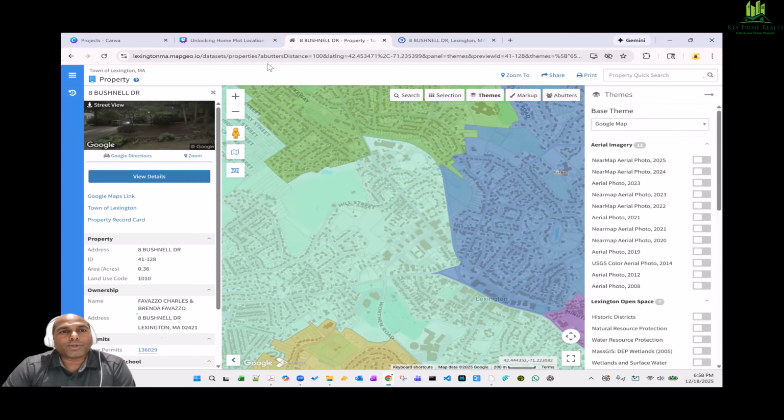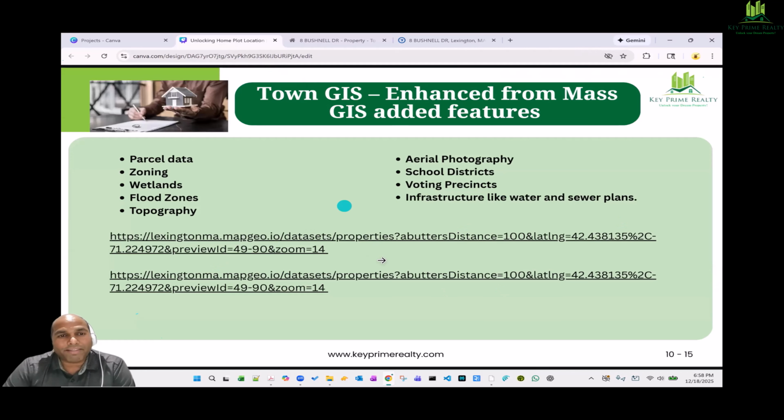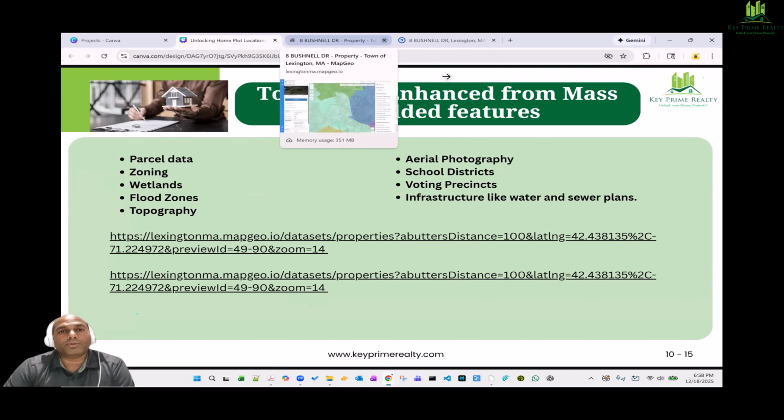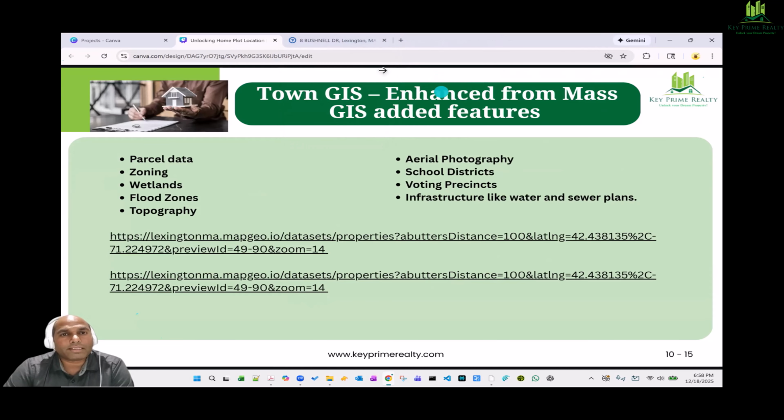Okay. So I just want to drive home the point that the town GIS maps give us a whole lot of information on the town, which the Massachusetts GIS map doesn't give. This is a treasure trove of information. There's so much information that you can gain from this. And when you're looking at a piece of land, I think this is indispensable that you go through it as a primary research source.